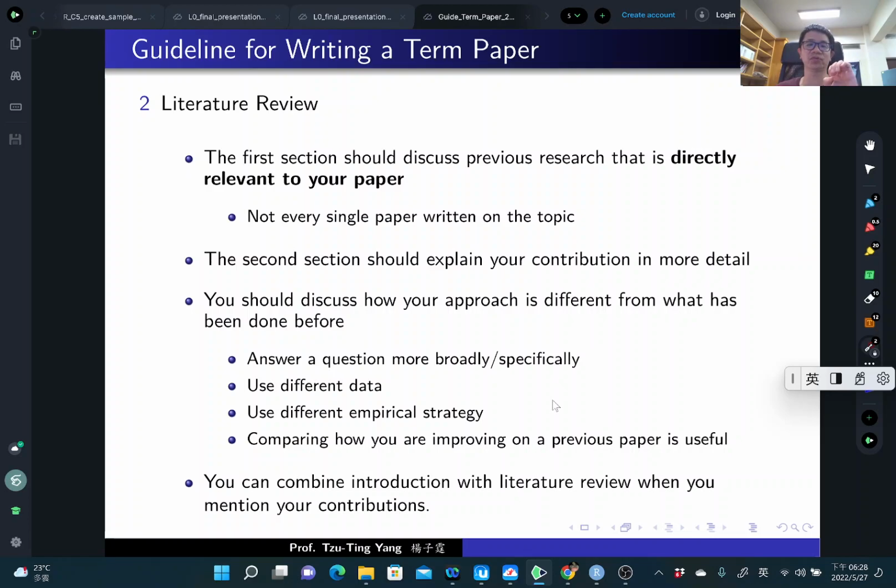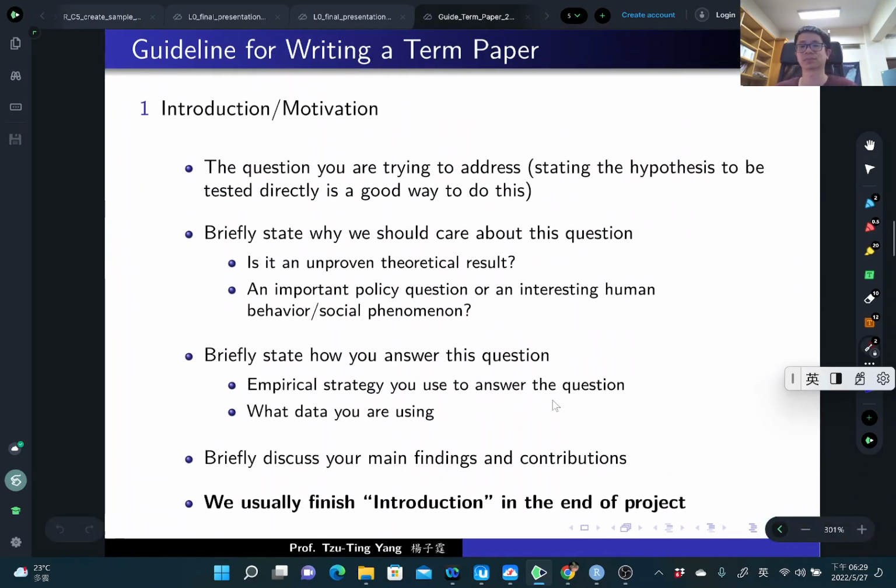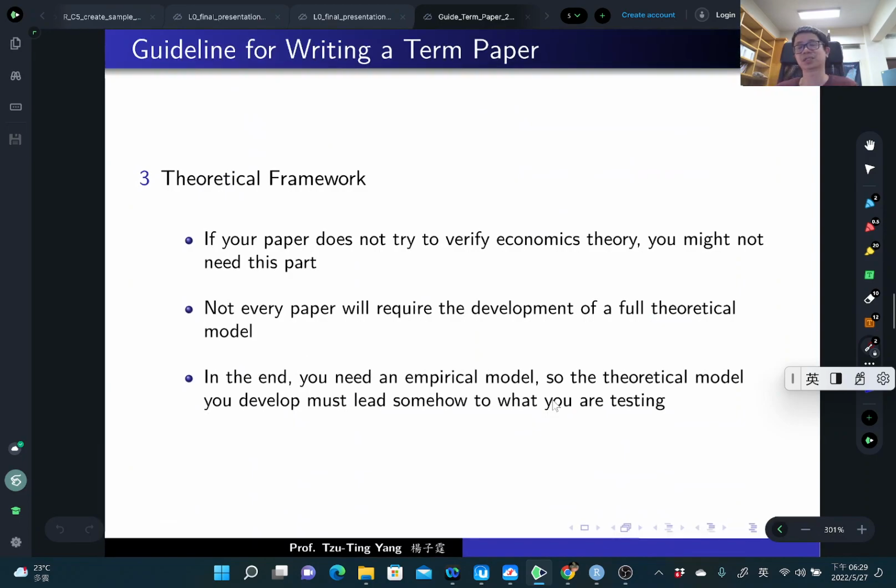For the literature review, you just need to mention the most relevant papers. You can discuss why you think your paper is different from the other papers. It could be that you use different data, focus on a different country, or use a different strategy, or anything else that could be different or an improvement compared to previous papers. But again, you can combine this part with the introduction. So it's not necessary to have a literature review section.